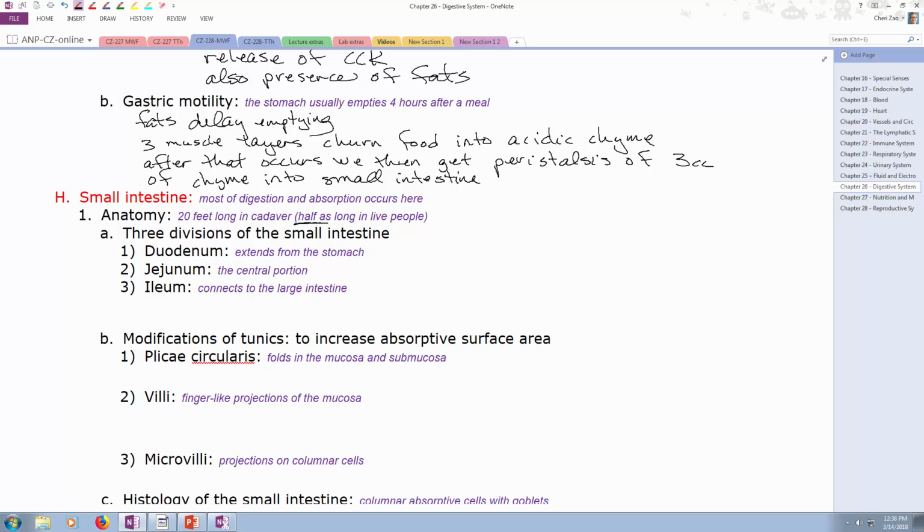Then once you pass away, we no longer get that innervation, and it just relaxes, and we get about 20 feet of that. The duodenum is the first part of the small intestine, extends off of the stomach, and is only about 10 inches long. And that's actually where it got its name, duodenum, for 10 inches. The jejunum is the central portion, and it is approximately 8 feet long. And then the ileum is the last, and that's about 12 feet long. It terminates at the ileocecal sphincter.